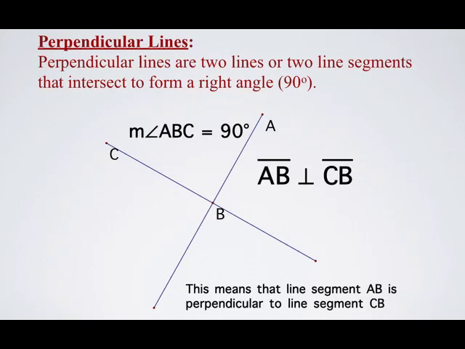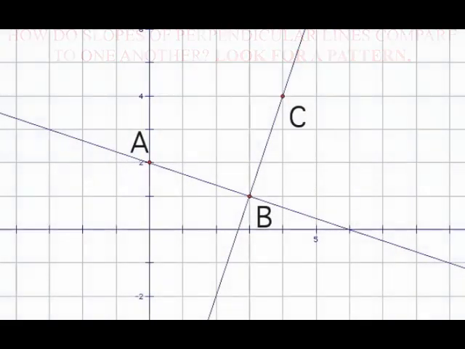This means that the line segment AB is perpendicular to the line segment CB, as denoted by the sign. That's an upside down capital T. That means perpendicular or orthogonal. So we're going to consider here two lines that are meeting at this point B. And we're going to consider two other points on each of these lines, point A on this line and point C on this line.